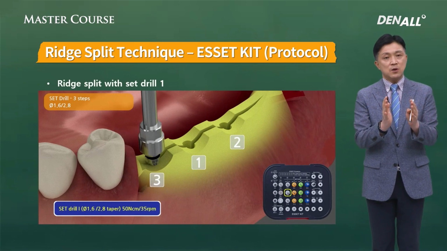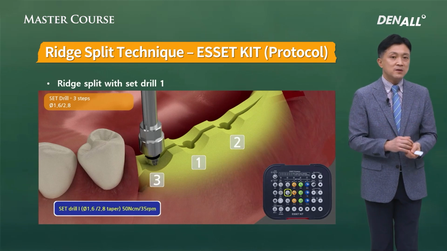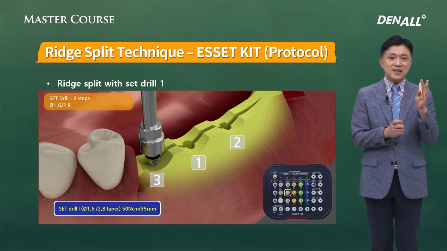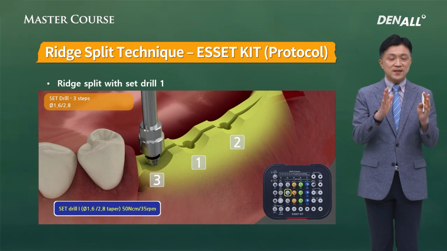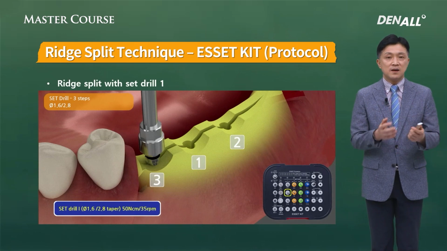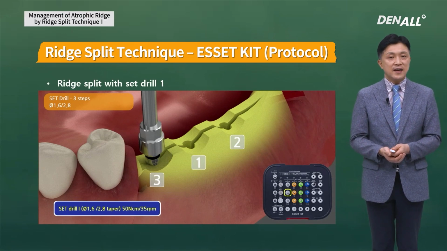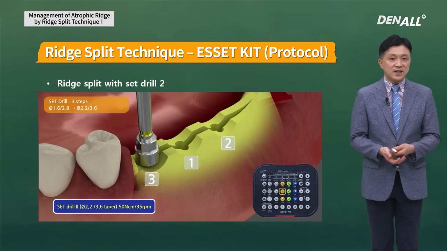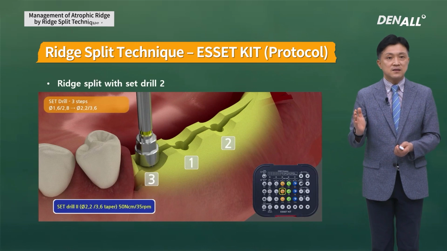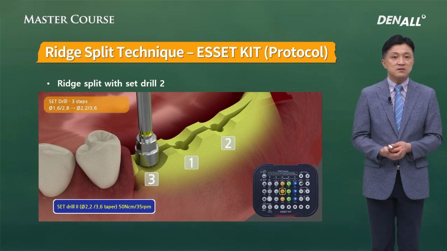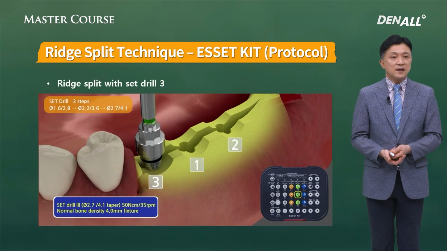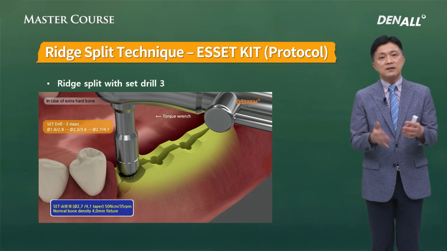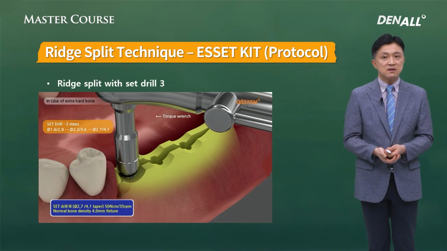Bone always rebounds, it springs back. Therefore, in the proximal area, if you use a set drill for split, you leave the set drill and then move on to the center point to minimize the rebounding effect of the bone. Set drill 2, you always follow the order: center, distal, and proximal. From set drill 3, the amount of split increases and the amount of torque also increases. You always need to approach using your hand.